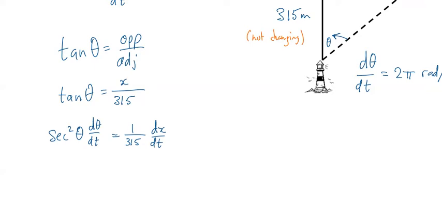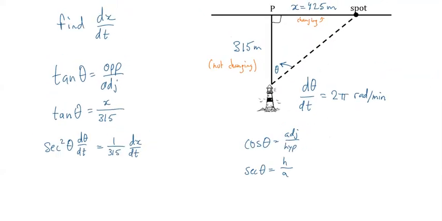Not theta, but secant of theta. And then we'll square it. Can we find that? What is secant? 1 over cos. So cosine is adjacent over hypotenuse. So secant is hypotenuse over adjacent. We don't know the hypotenuse. Can we find that?